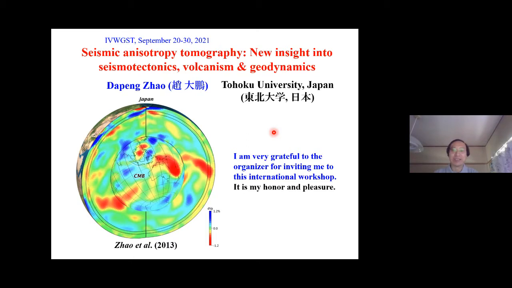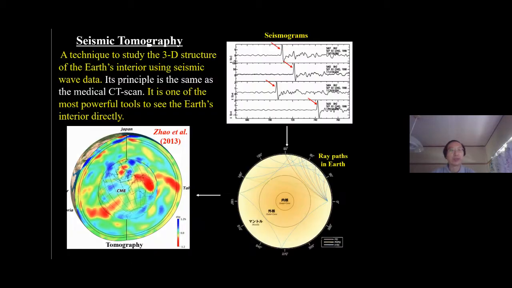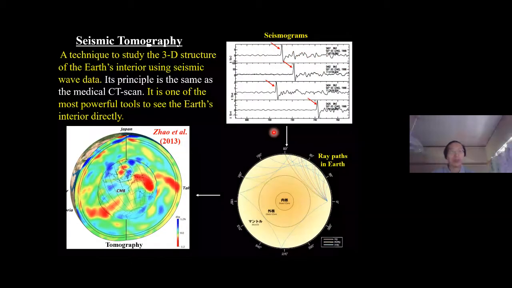Okay. Thank you very much for the kind introduction. I first want to thank the organizers, including Professor Kayal and Shantanu and other members of the organizing committee, for inviting me to this international workshop. It's really my honor and pleasure. My research field has been seismic tomography. It is a technique to study the 3D structure of Earth's interior using seismic wave data. Its principle is the same as a medical CT scan. It is one of the most powerful tools to see the Earth's interior directly.